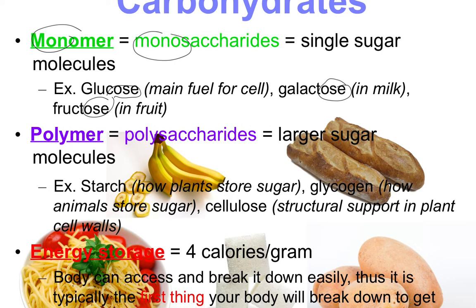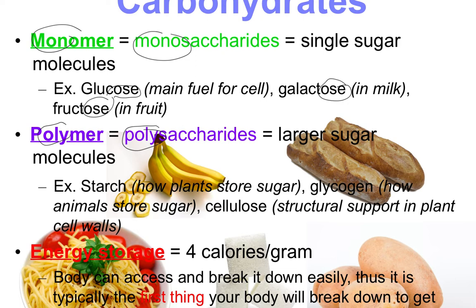A polymer or polysaccharide of carbohydrates is the larger version of those molecules, or just a larger sugar molecule in general. So starch, for example, is used by plants in order to store sugar. In the animal kingdom, we store sugar in the form of glycogen, and plants inside of their cell walls or just structural support inside of tree trunks, they store carbohydrates through cellulose.